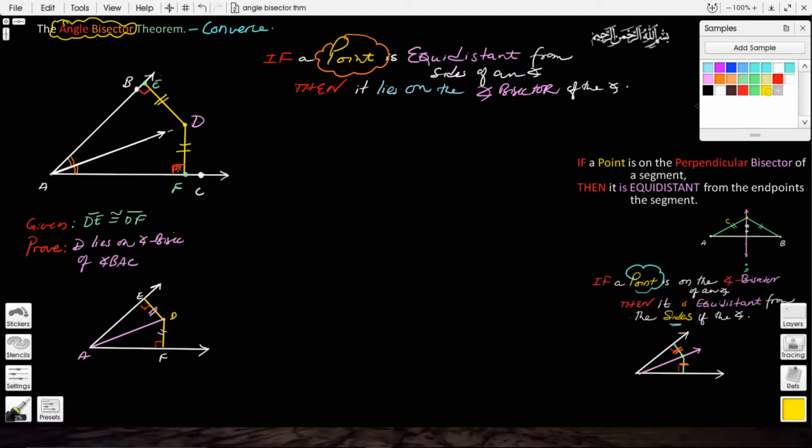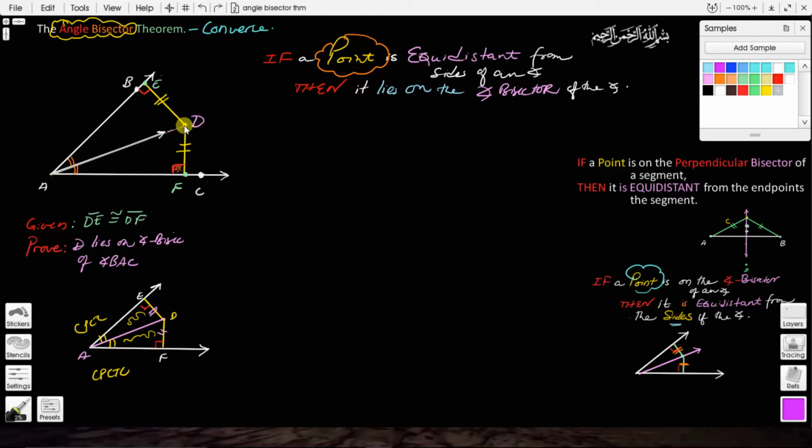Once you construct that segment, the idea then is to prove that these two triangles are congruent. And once you prove those two triangles congruent, you're going to use CPCTC to prove that those two angles that AD creates are congruent. And once you've proven those two angles are congruent by CPCTC, then you can say that AD is the angle bisector, and since D is on it, D is on the angle bisector of that angle. So the question then becomes, how do we go about proving that those two triangles are congruent?